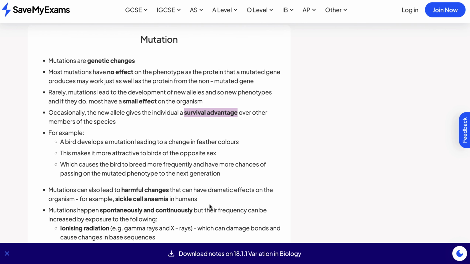Mutation is the alteration, the changes that occur to your DNA base sequence. And this is random. It happens all the time. We'll talk about the factors that affect mutation. One of them is ionizing radiation. Ionizing radiation is one of the factors that affects us.